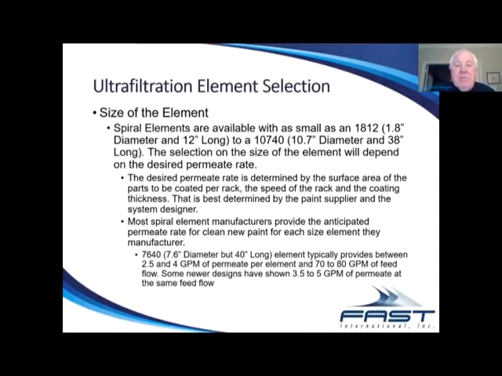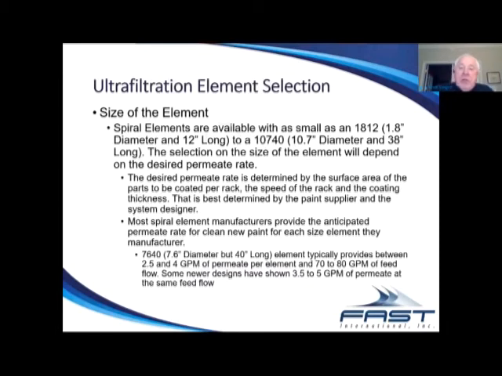Size of the element. They're available in lots of different sizes, from the smallest, which is a 1812, or 1.8 inch diameter by 12 inches long, to a 1070.38. It's actually, there was a mistype, it was 107.38, which is a 10.7 inch diameter by 38 inches long. And the selection is really dependent on what is the desired permeate rate. And the desired permeate rate is probably best determined by the paint supplier or the system designer.